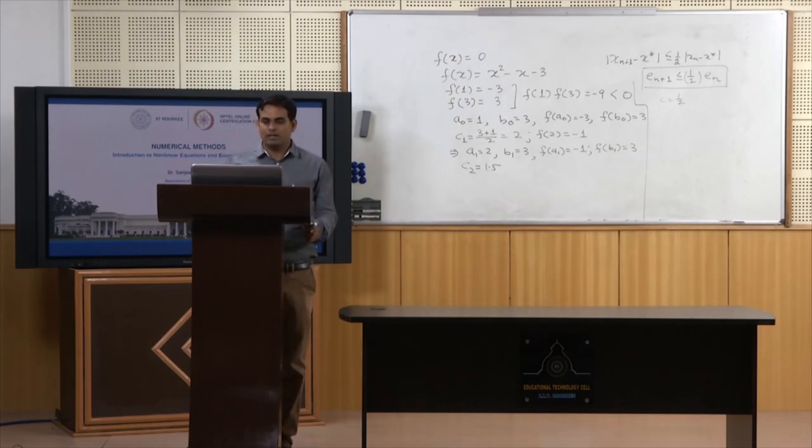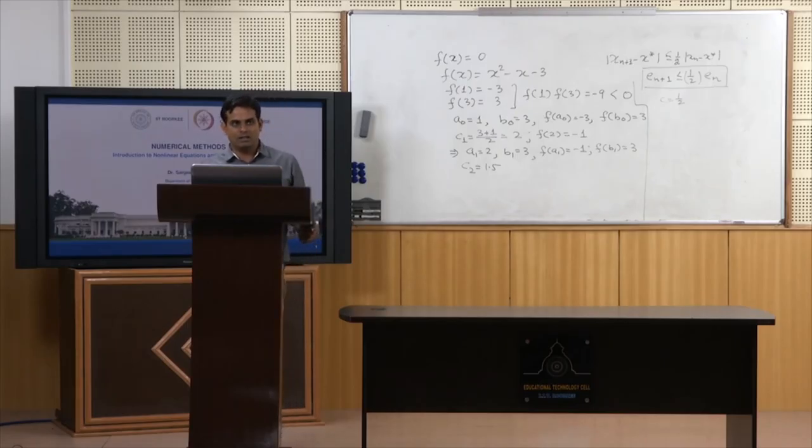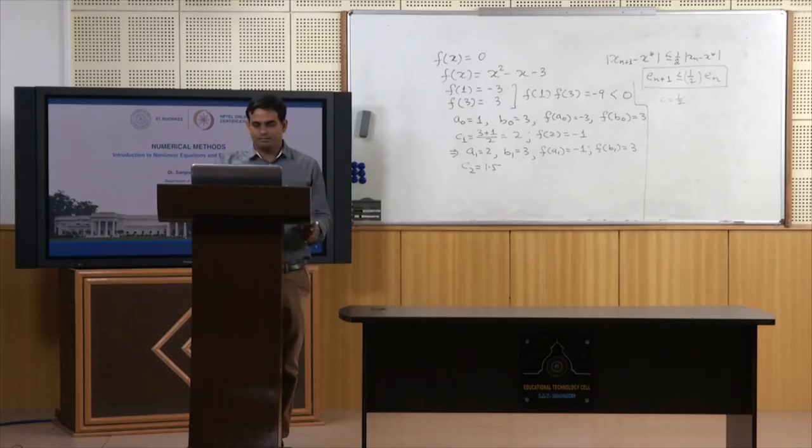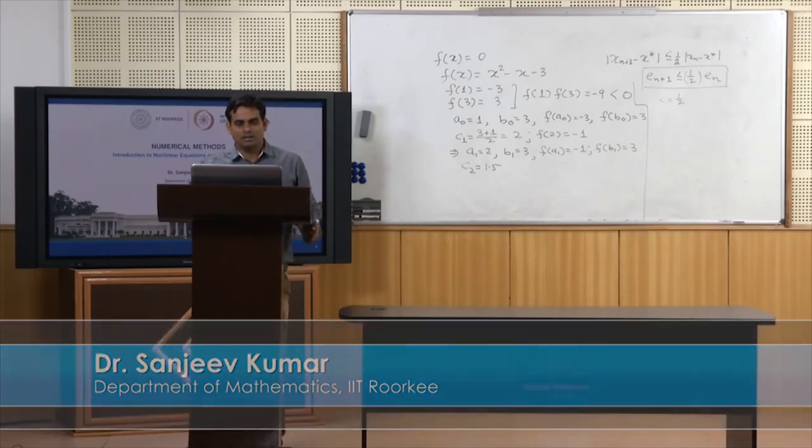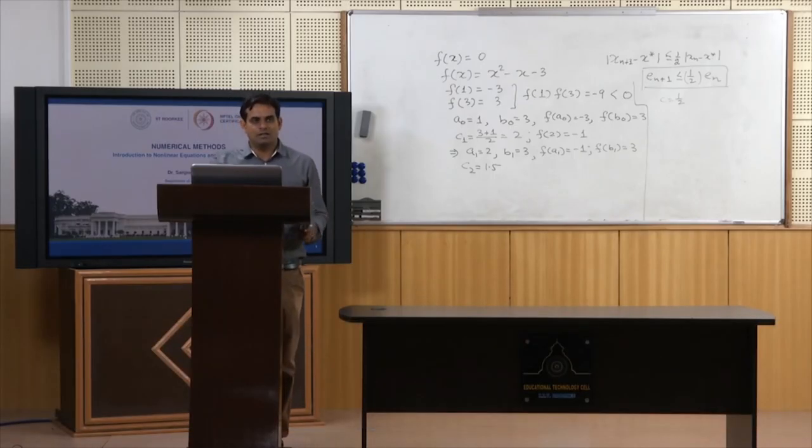So, in this lecture, we have learned about the bisection method. In the next lecture, we will learn two other methods. Those are quite close to the bisection method in the same category. Iteration updates are in the same manner. However, they are having better convergence when compared to the bisection method.